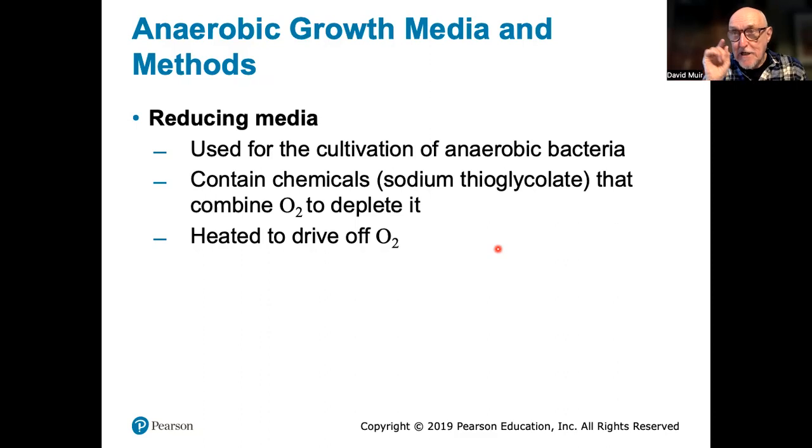To check whether oxygen is present or not, we can introduce into that medium an indicator, which is usually a substance called resazurin, and it turns pink in the presence of oxygen. In a typical thioglycolate tube, you'll see a little thin band of pink right at the very top of the tube, and then the rest of the tube is clear, indicating that it's completely anaerobic.